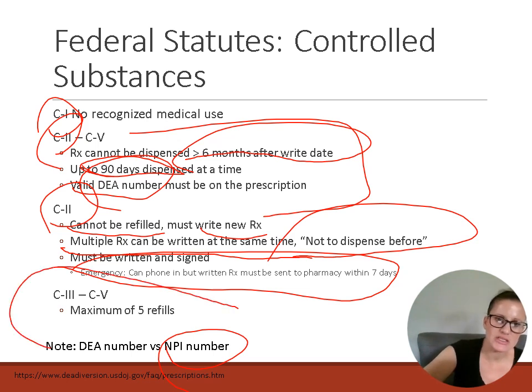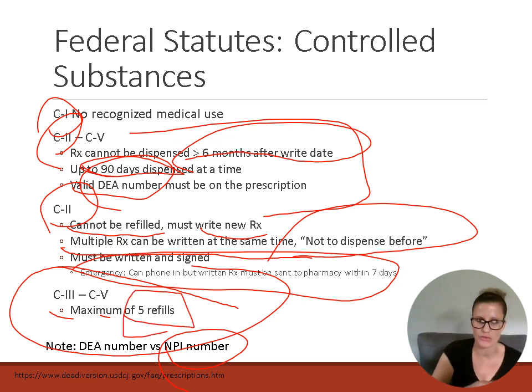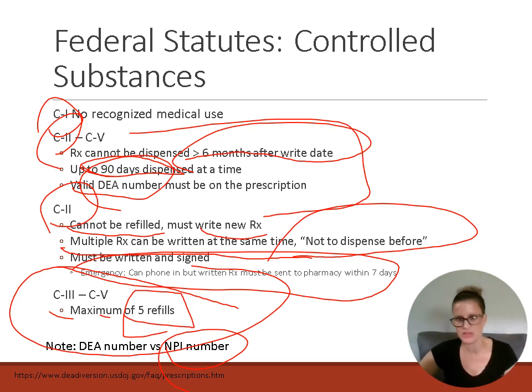The other agents, C3 through C5, so these include drugs like alprazolam, right, or Xanax, Valium or diazepam. These agents can be refilled, but it's a maximum of 5 refills. Okay, and again, the scripts are only good for 6 months. So that's where the 5 refills come in. It's like you've got this month plus 5 more refills, total 6 months.